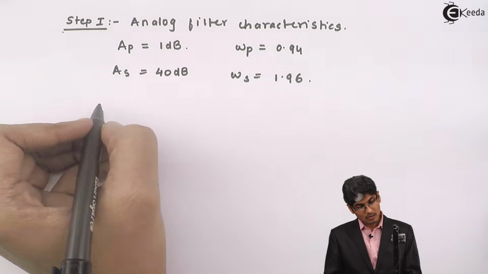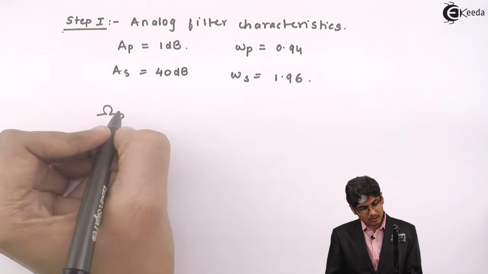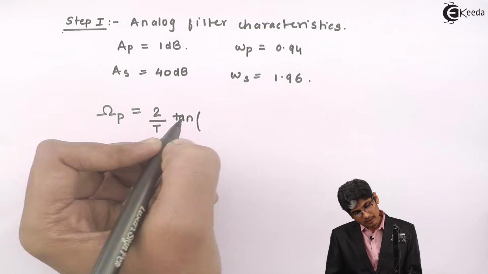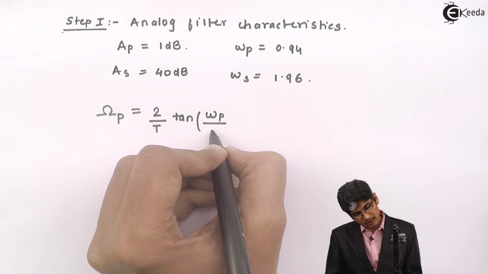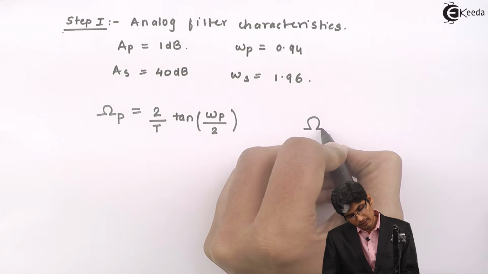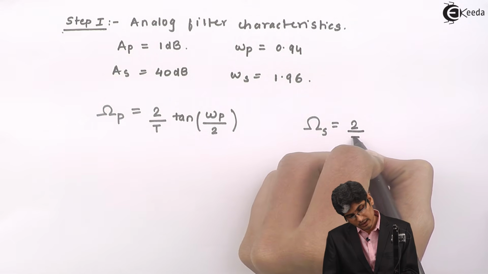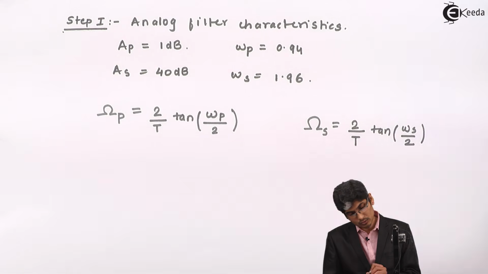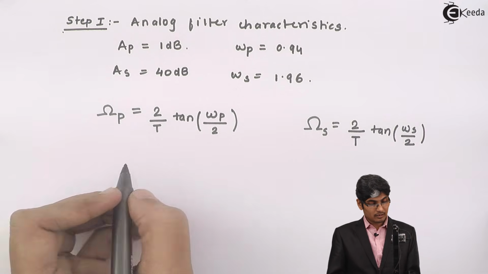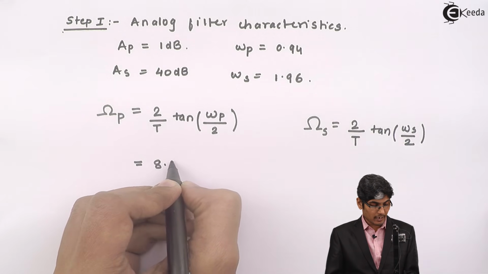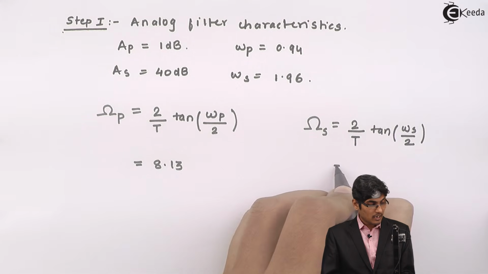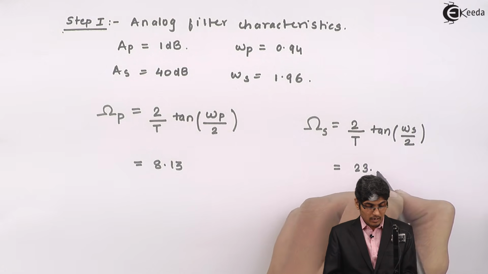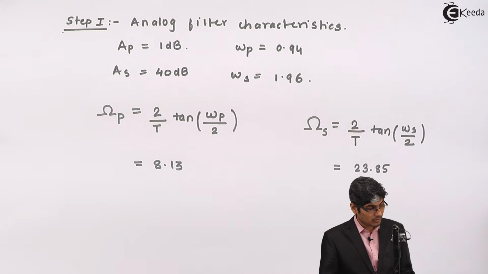Now I want omega P, which I can calculate using 2 by T tan of omega P by 2, and we can calculate omega S, which is 2 by T tan of omega S by 2. And if you solve this, you are going to get 8.13 radians per second, and if you solve this, it will be 23.85 radians per second.